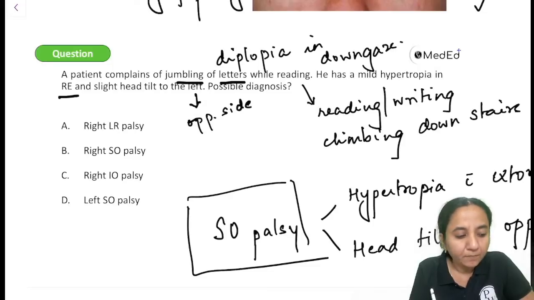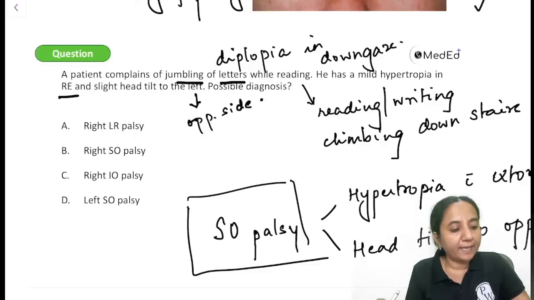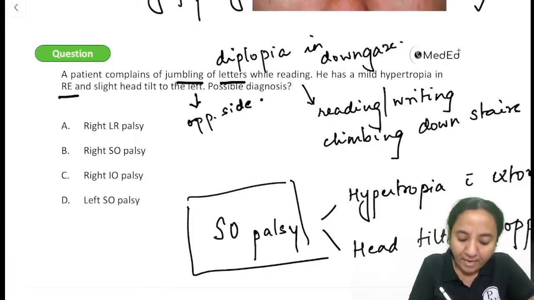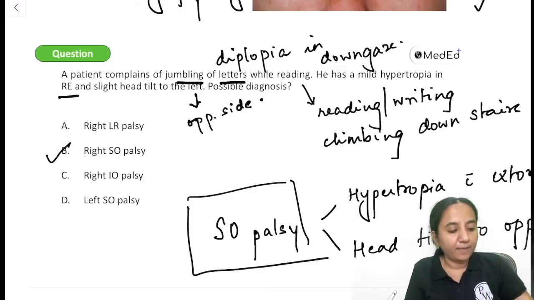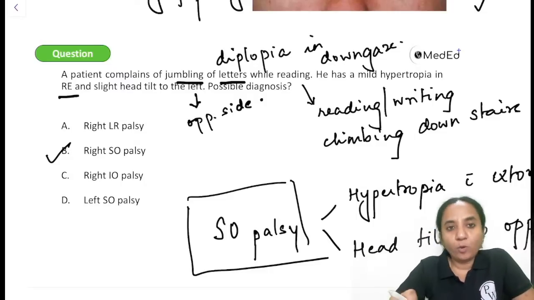Left is the opposite side. So therefore, it's a hypertropia in the right eye, and there is a head tilt to the opposite side, which is the left side. So therefore, the answer is right SO palsy. So the answer is right SO palsy. Okay, shall we go to the next question?